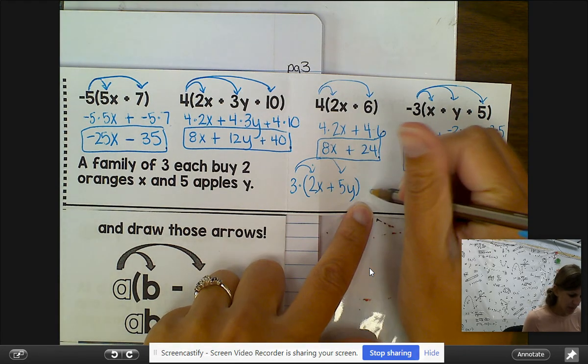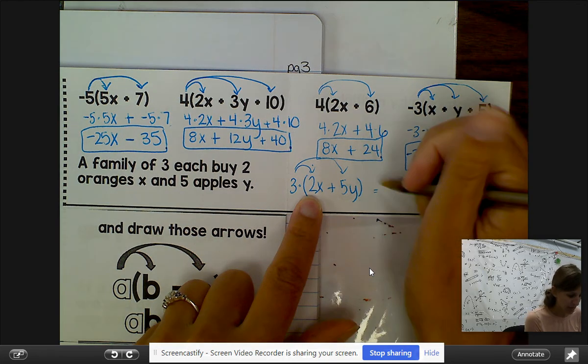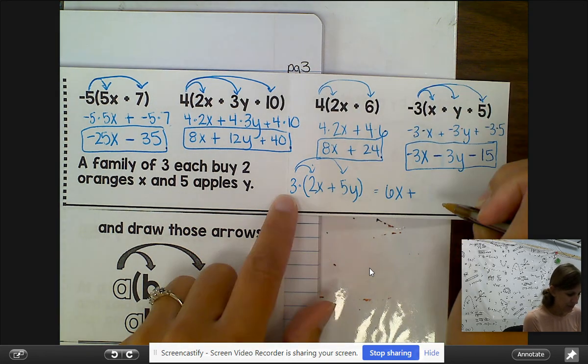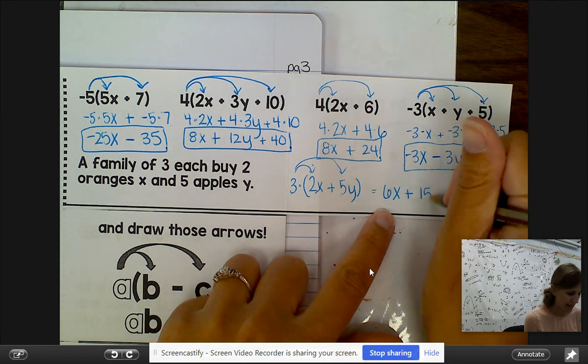And maybe we can do this a little bit more quickly now. 3 times 2 is 6x. And then plus 3 times 5 is 15y.